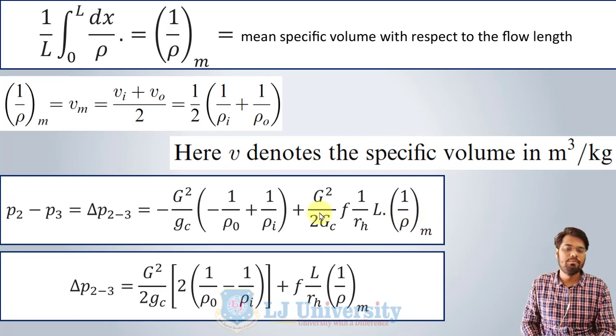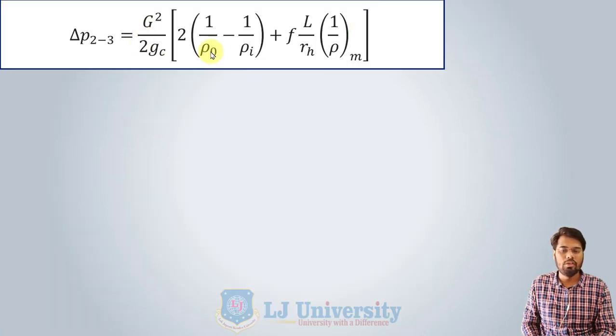Now, further simplifying this equation, take G square by 2 gc as common. What will remain in the bracket? In bracket, 2 times 1 upon rho O minus 1 upon rho I, plus f L by RH 1 upon rho mean. So this is our simplified form of the equation.